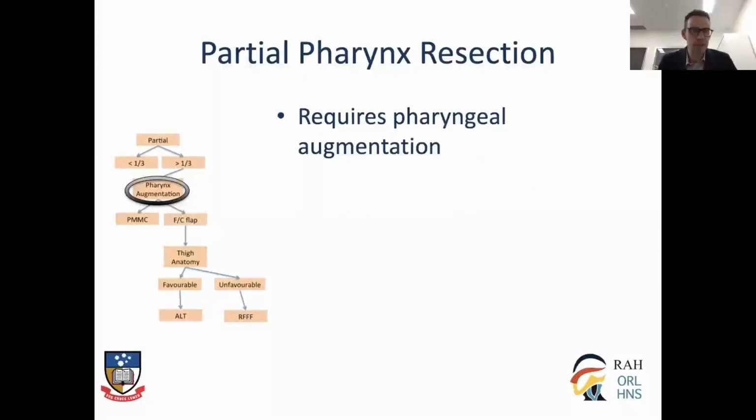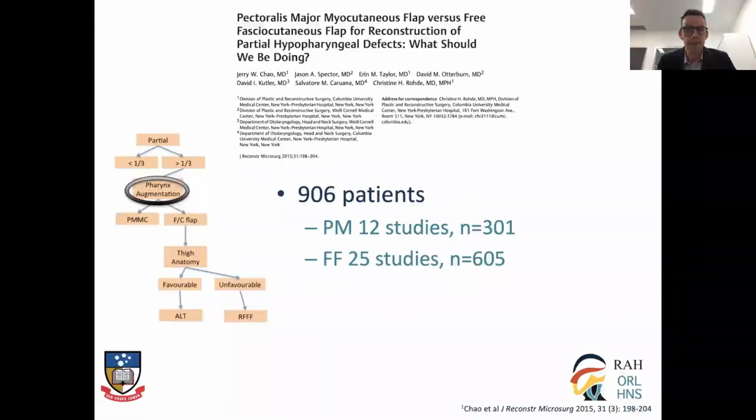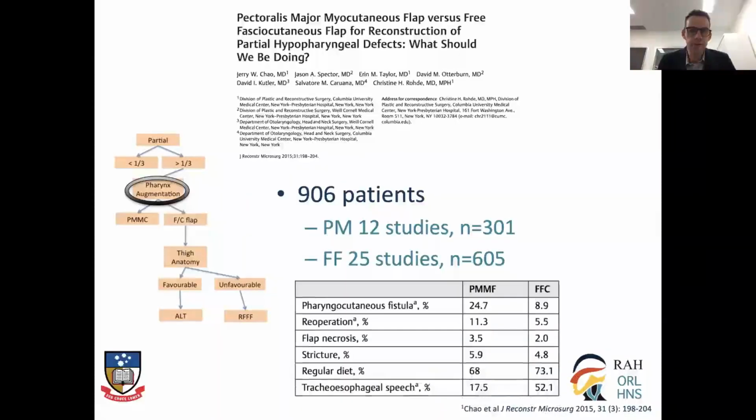And again, we can consider either regional flaps or fasciocutaneous flaps, and both the forearm and the anterolateral thigh are in play here. There have been a number of studies that have looked at comparing regional flaps versus free fasciocutaneous flaps. And in this study here, that looked at 906 patients, again as a meta-analysis, they found significantly lower complications and certainly functional outcomes, as well as we can see down the bottom with regular diet and tracheoesophageal speech achieved much more commonly in patients who underwent free flap versus pectoralis major. And so free flaps have certainly become, again, our workhorse in this regard.